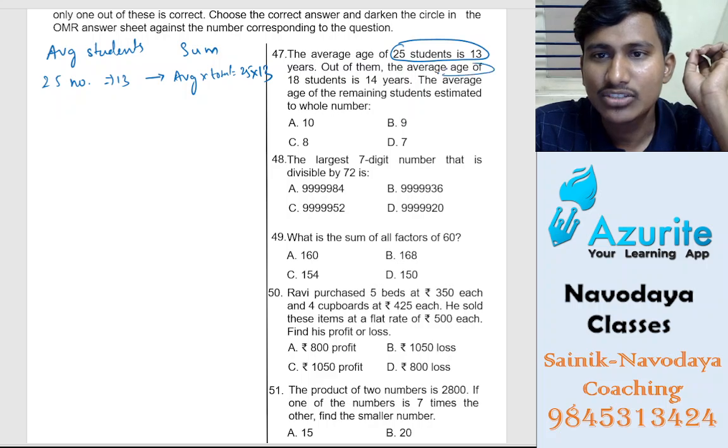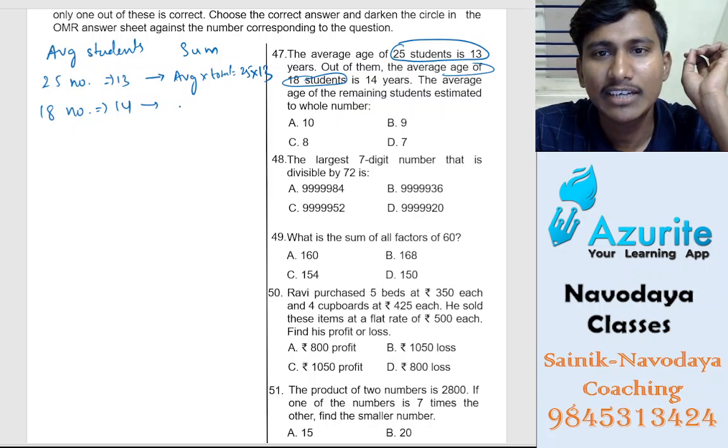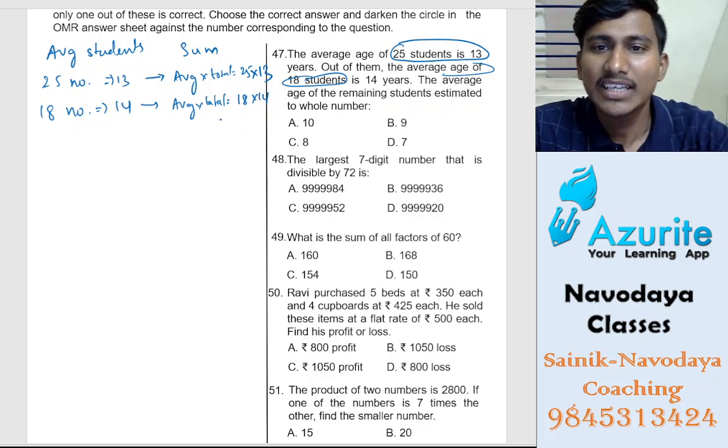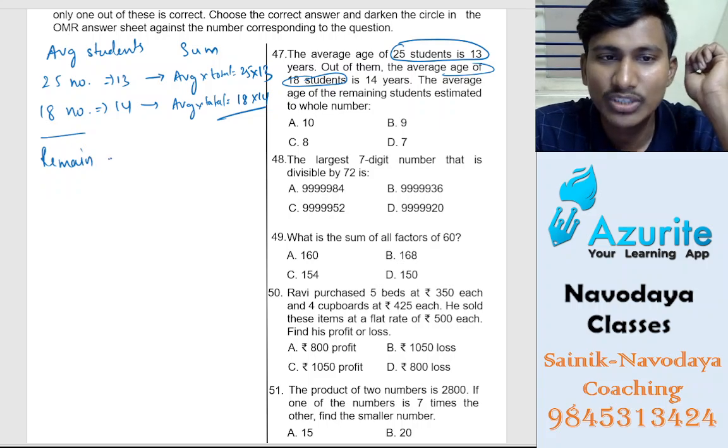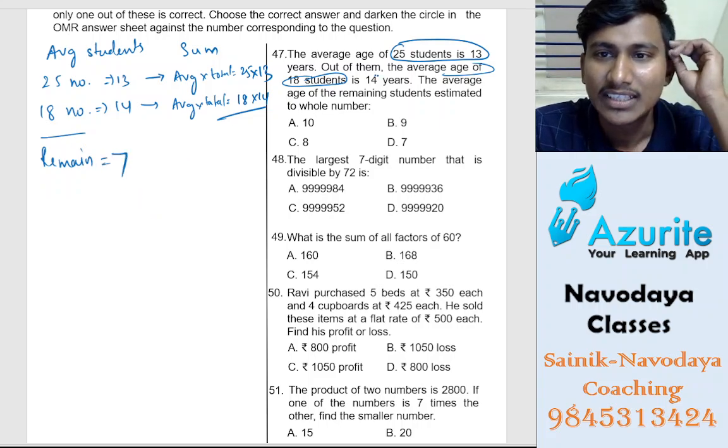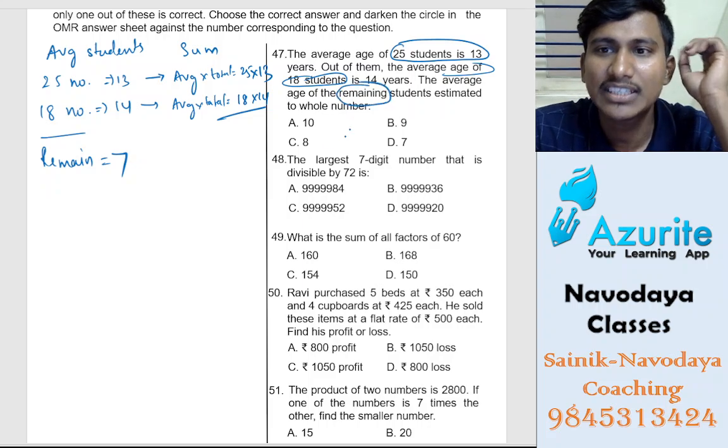Next, the average age of 18 students is 14. To find the sum, we multiply the average into the total number, so that is 18 into 14. If you subtract from the 25 students the 18 students, you will get the remaining 7 students. The remaining students are 7 here.